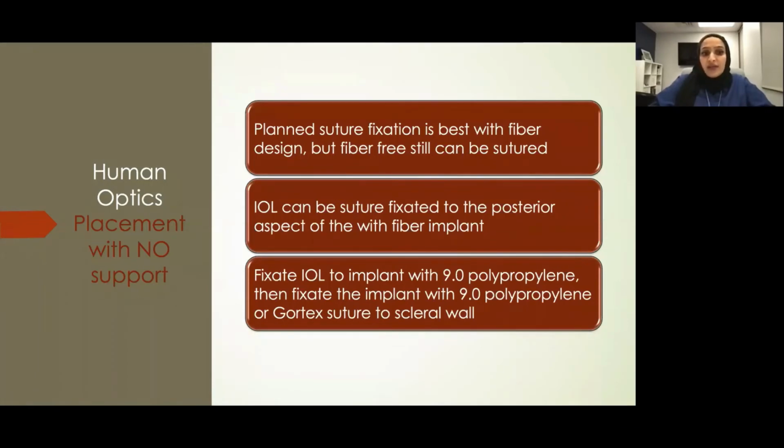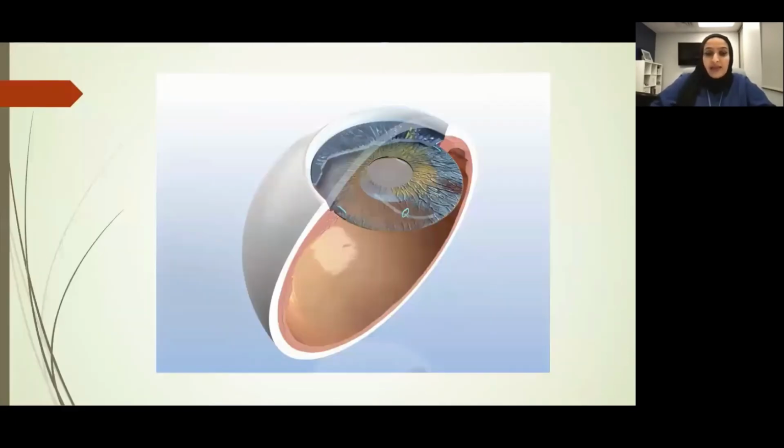For the Human Optics, if we place it with no support, suture fixation is best with the fiber design, but we can still also suture the fiber-free design. The IOL can be suture fixated to the posterior aspect of the implant, and then we can fixate the IOL to the implant by 9-0 Prolene and fix the implant by 9-0 Prolene or Gore-Tex suture to the scleral wall. This is a very nice picture where you can see that the 3-piece IOL is posteriorly fixated to the implant by 9-0 Prolene, and then another 9-0 Prolene is used to fixate the implant to the scleral wall.